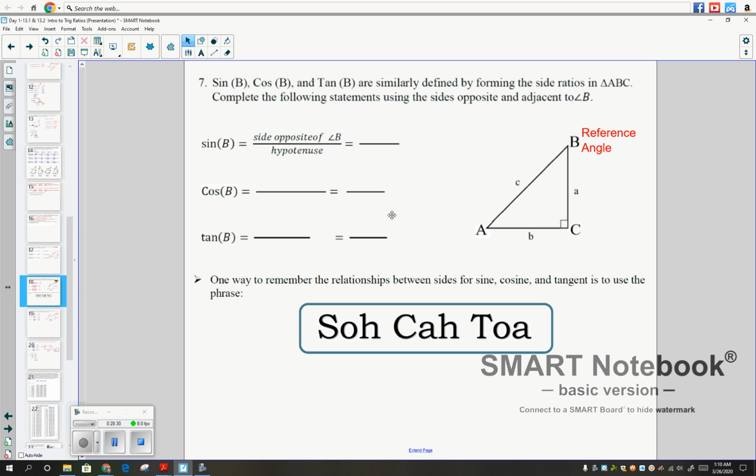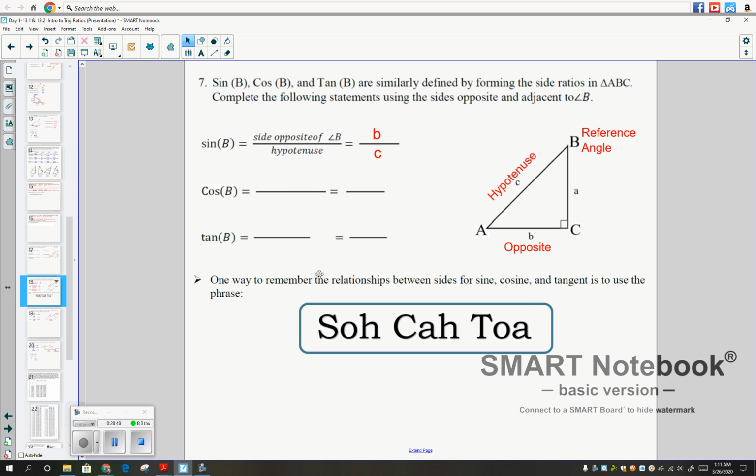You probably should have restarted the video now. Remember, sine was the side opposite over the hypotenuse. Well, the side opposite of angle B is side B. The hypotenuse here is the side across the right angle, which is side C. So it's the ratio of B over C.